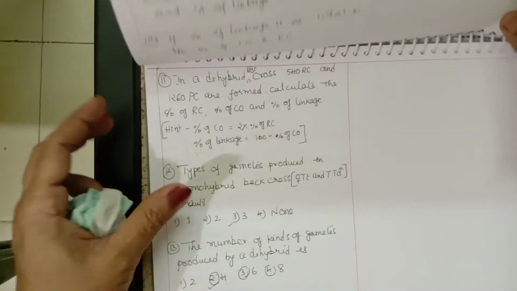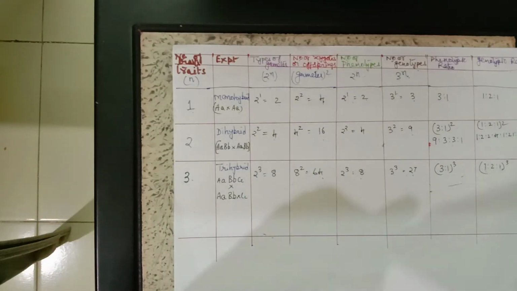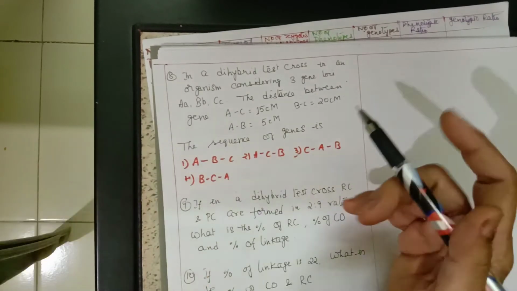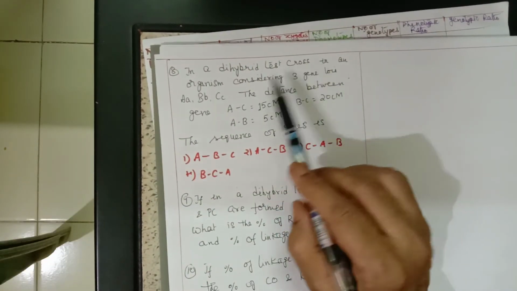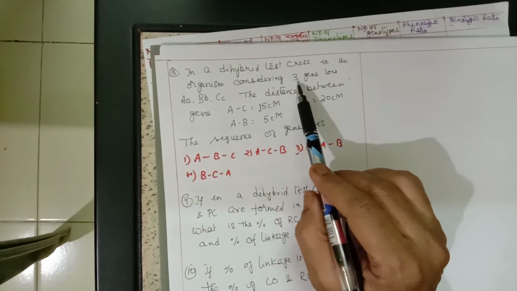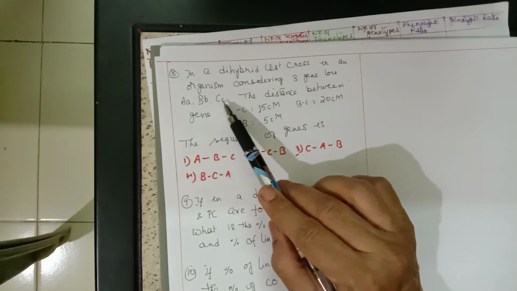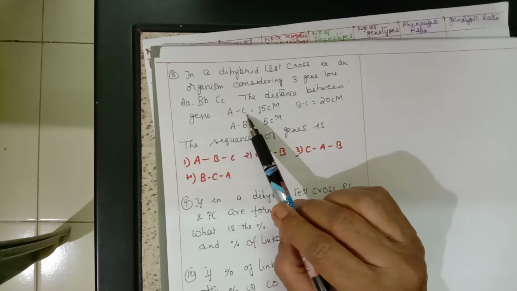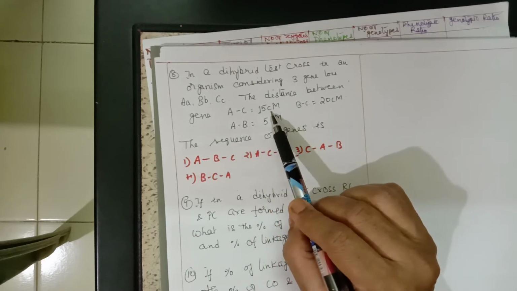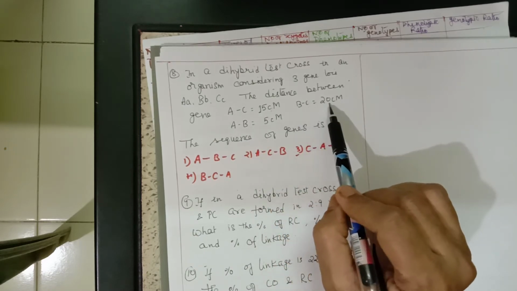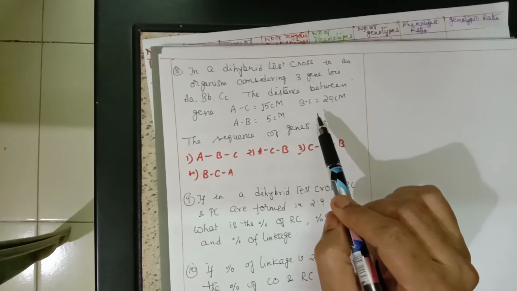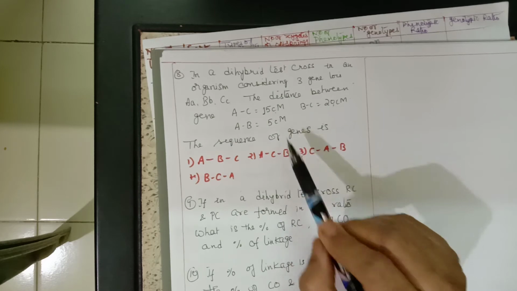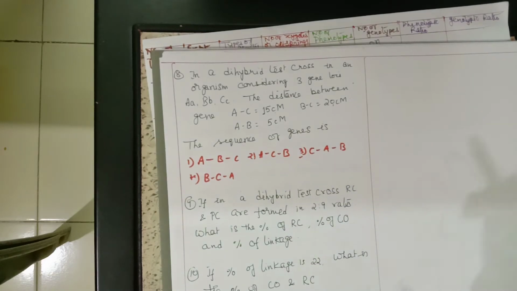Okay, now next question. In a dihybrid test cross in an organism, considering 3 gene loci, the distance between A and C is 15 centimorgans, between B and C it is 20 centimorgans, and between A and B it is 5 centimorgans. So what should be the sequence?